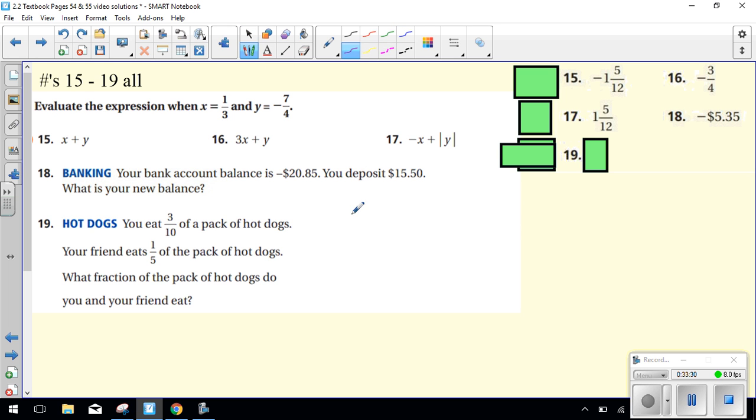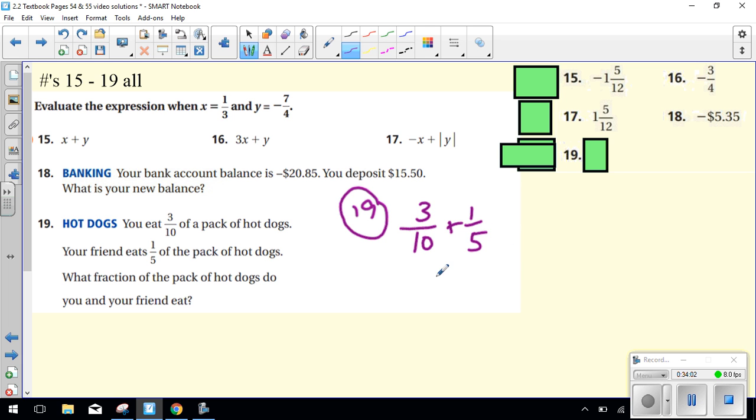So for number 19, you eat 3/10 of a pack of hot dogs. So that means if there's 10 hot dogs, you eat 3 of them. Your friend eats 1/5 of the pack of hot dogs. So if there's 5, your friend eats 1 out of 5. What fraction of the pack of hot dogs do you and your friend eat? So I want to know altogether, you and your friend had how many hot dogs? Well, you had 3 out of 10, plus your friend had 1 out of 5.